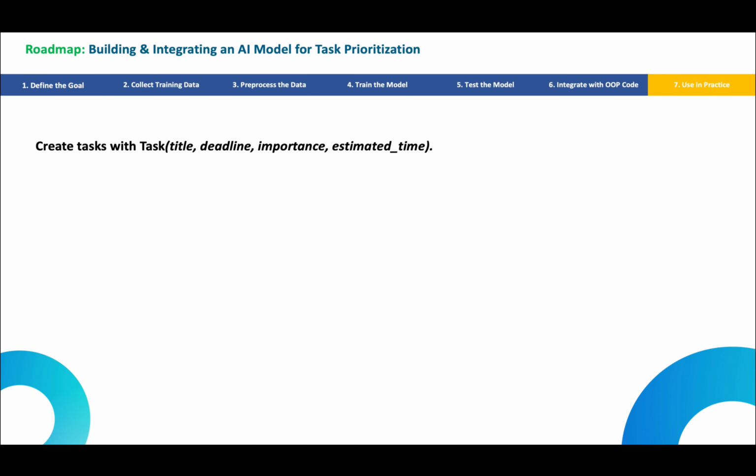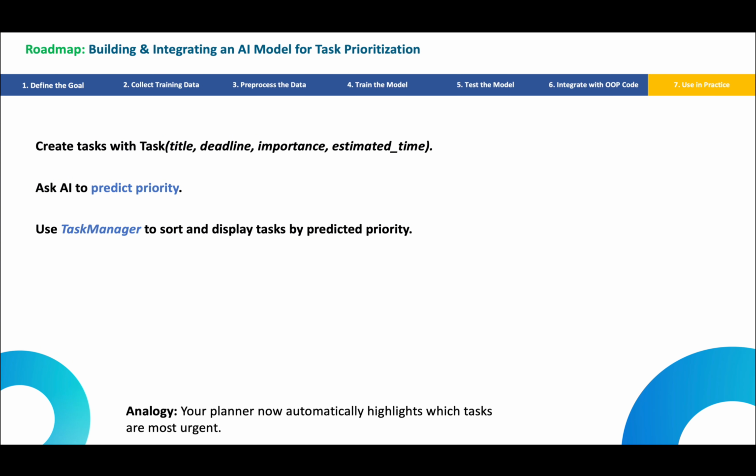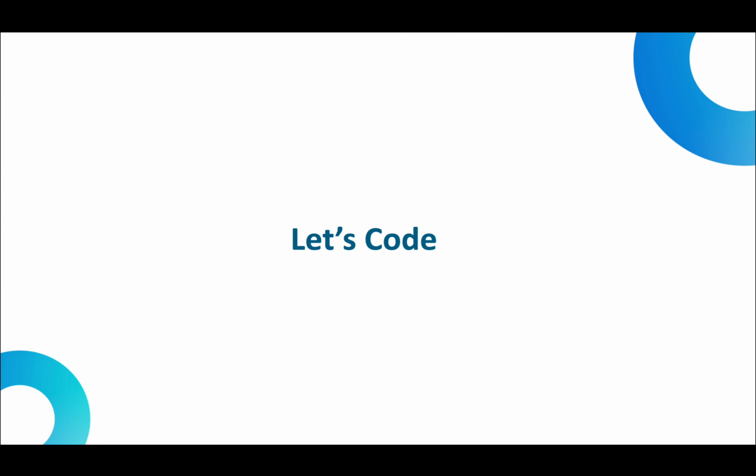Finally, we use the system. We create tasks with title, deadline, importance, and estimated time. The AI predicts the priority, and our task manager sorts and displays them. Your planner now automatically highlights what's most urgent thanks to AI. Now that we understand the process, it's time to code. We'll build the task class, train the model, and connect everything together. By the end, you will have a working AI-powered task manager.